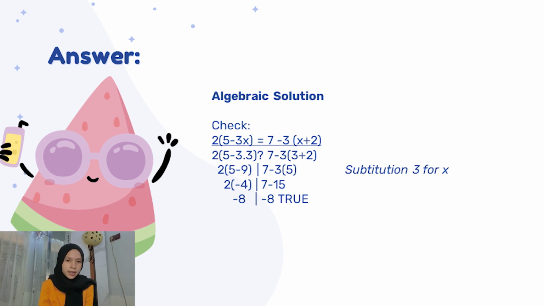And the last part is 7 minus 3 times (x plus 2), where x is 3, so it is entered into 7 minus 3 times (3 plus 2). Then 7 minus 3 times 5 becomes 7 minus 15, which is minus 8. So substituting 3 for x is true. Maybe this is the explanation of my example question. I return to the moderator.